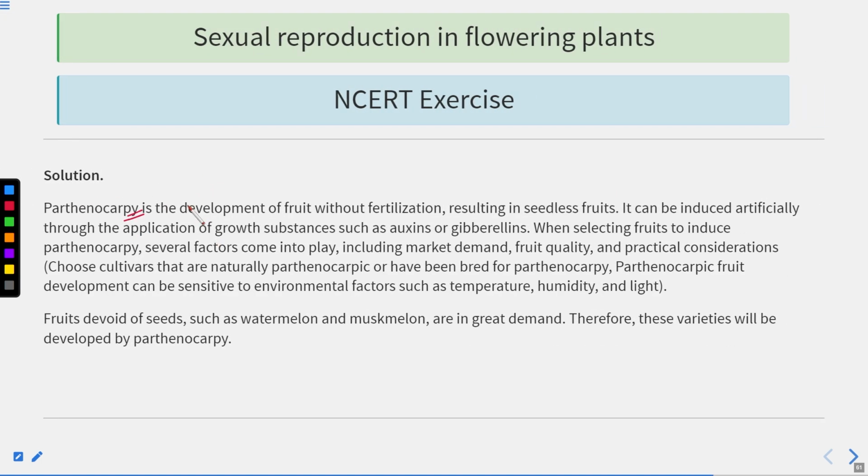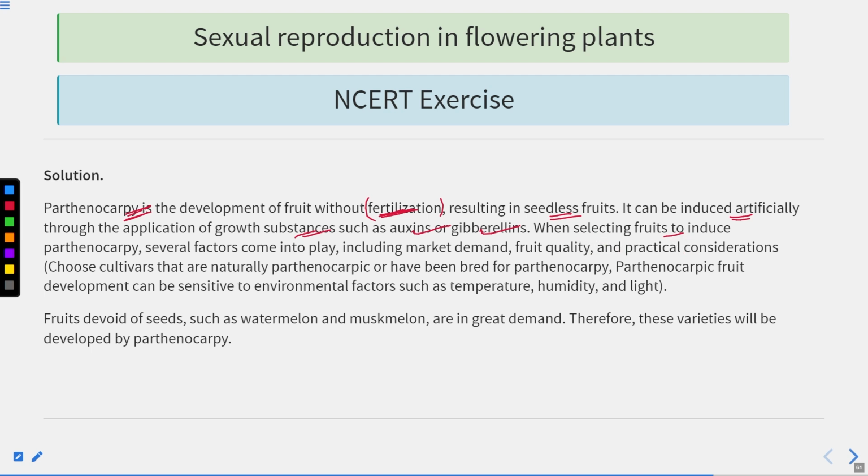What is parthenocarpy? Parthenocarpy is the development of fruit without fertilization. Usually fruits develop after fertilization. After fertilization, the ovary develops into the fruit and the ovules develop into the seeds. Here no fertilization is happening, so the fruits produced are seedless. This can also be induced artificially through the application of growth substances such as auxins and gibberellins. These are both plant hormones, phytohormones.